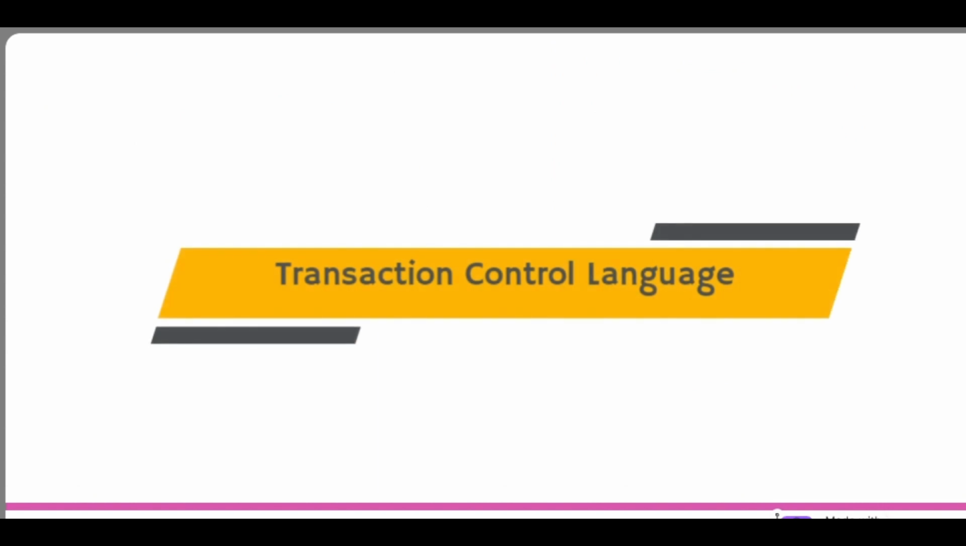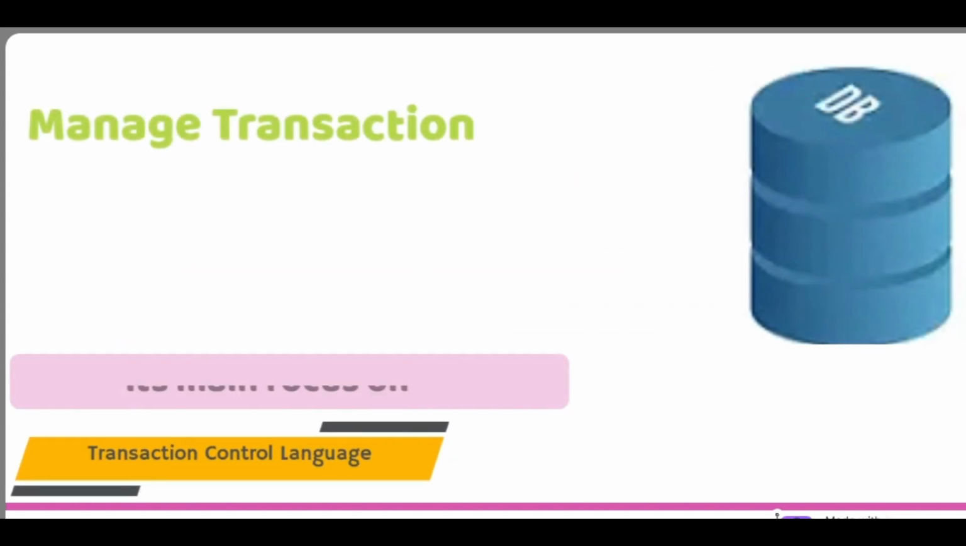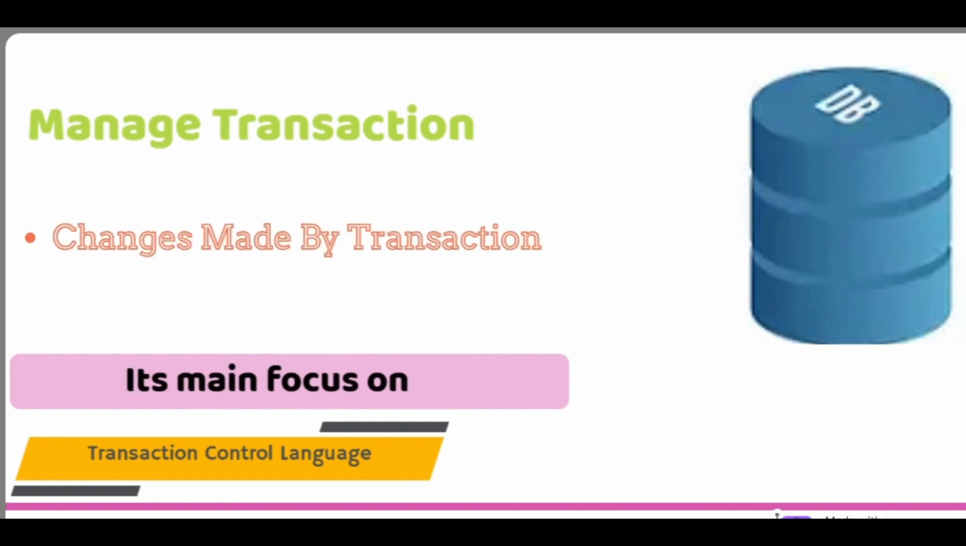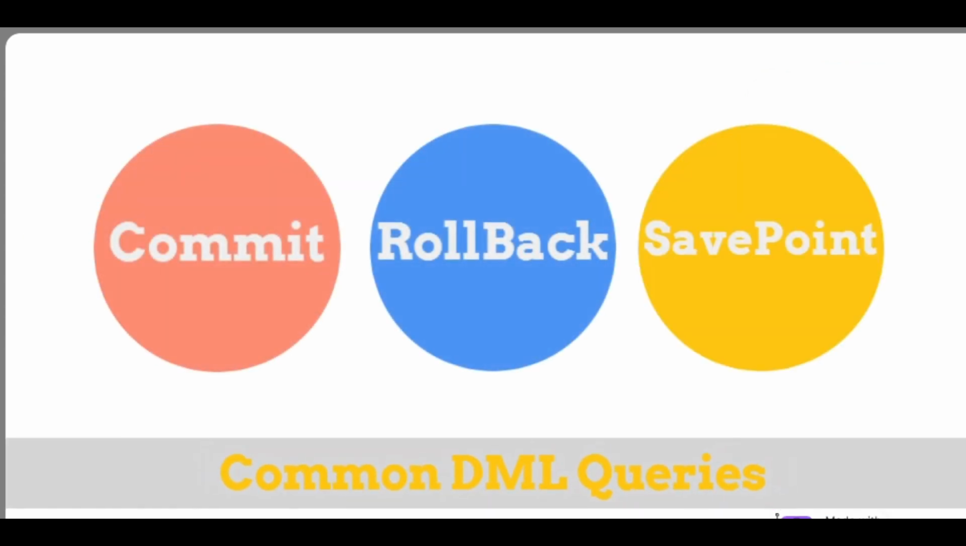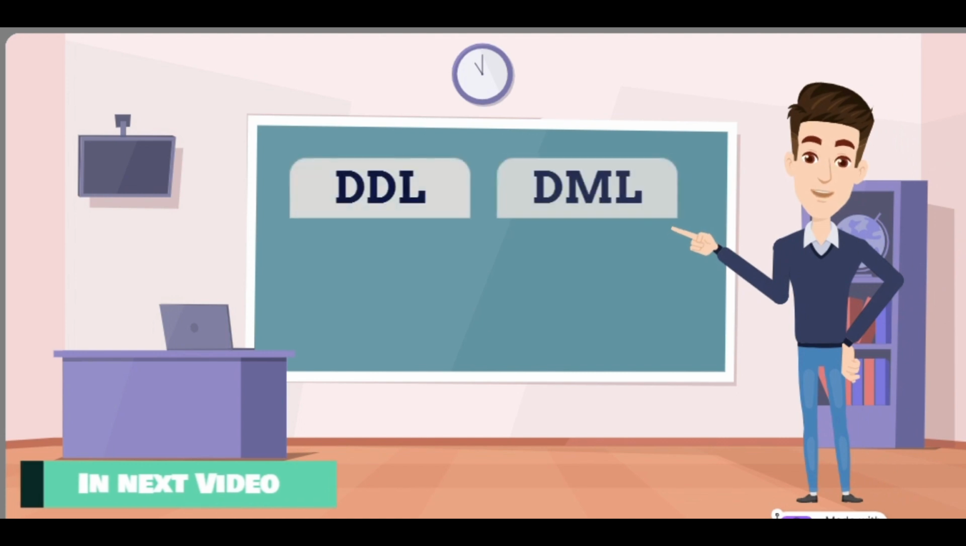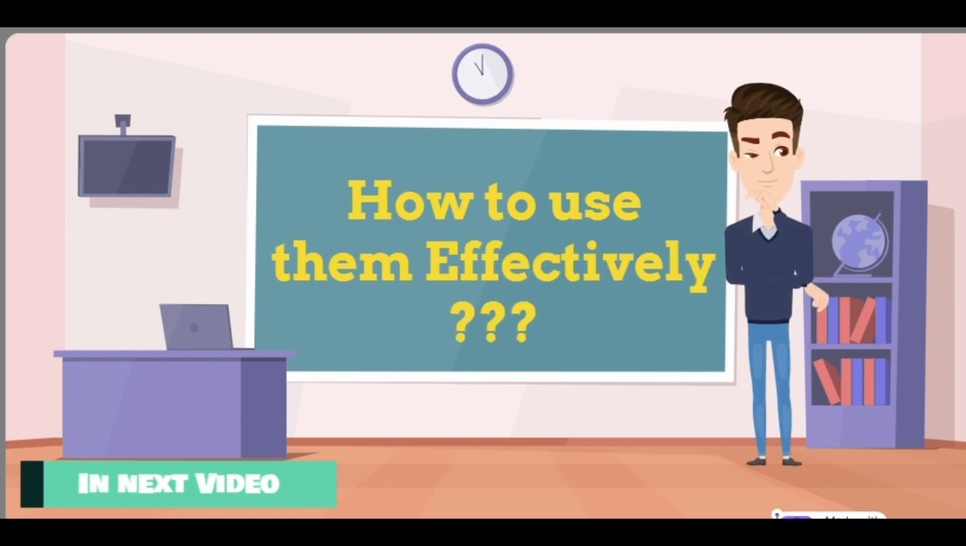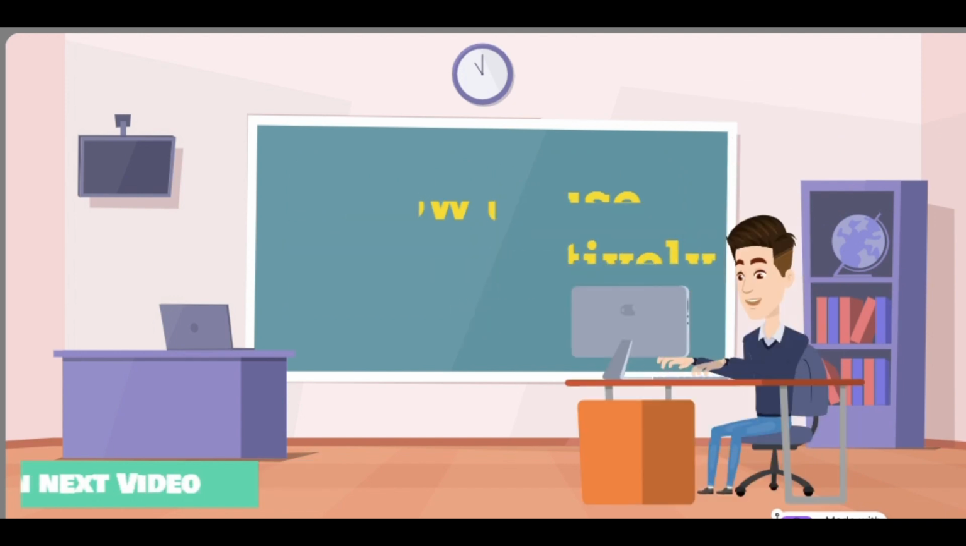Transaction control language, TCL, is used to manage transactions in the database. It focuses on controlling the changes made by the transaction. Commit, rollback, savepoint. In the next video, we will dive deep into each of these queries one by one and understand them thoroughly. We will learn how to use them effectively and explore practical examples to make everything crystal clear. So this is all about today's video.